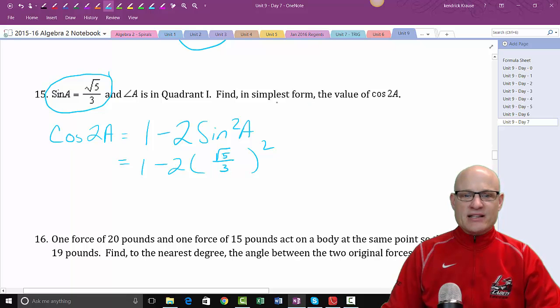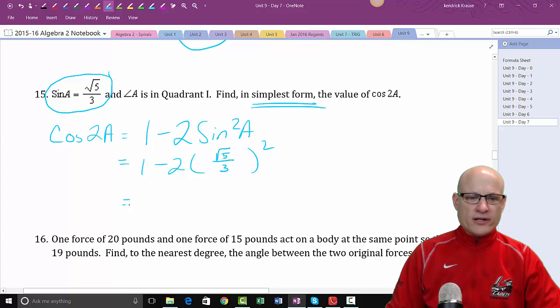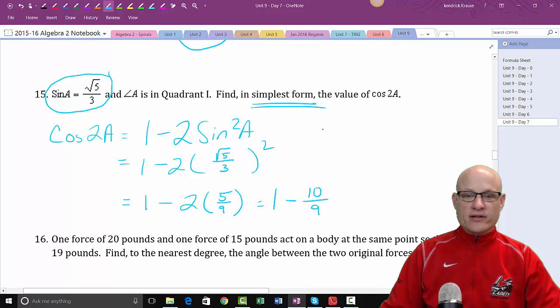Now, it says in simplest form. So we got to do some simplifying. I think the calculator actually did this one for me. But this is going to be 1 minus 2 times 5 ninths. If I square the square root of 5, I get 5. If I square the 3, I get 9. So this is equal to 1 minus 10 ninths. So 9 ninths minus 10 ninths is negative 1 ninth.